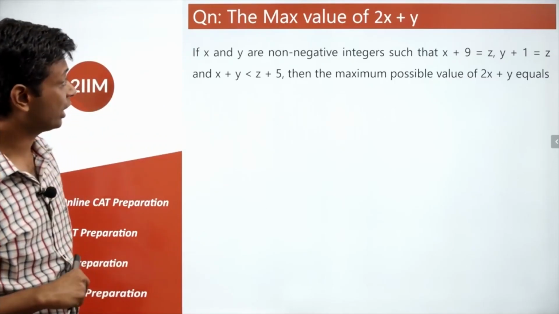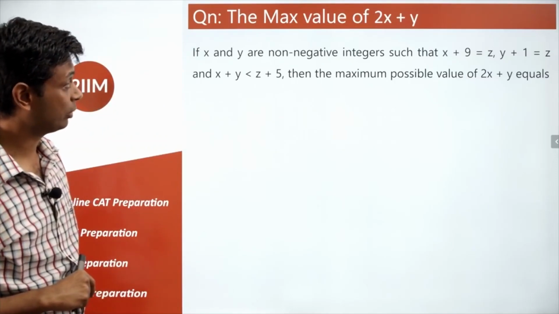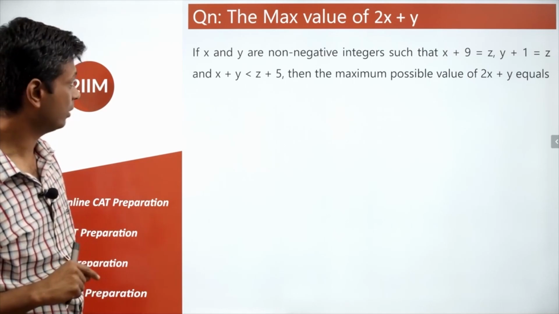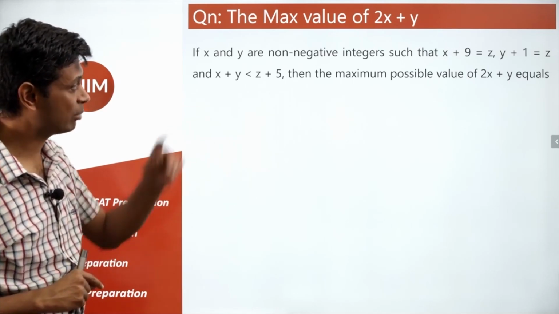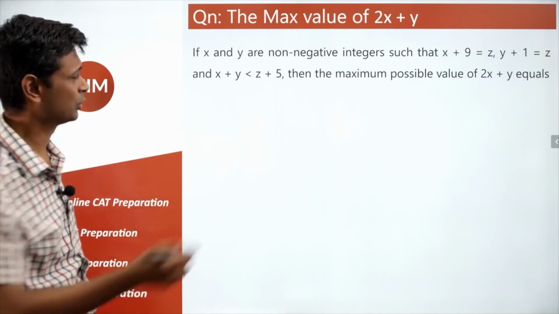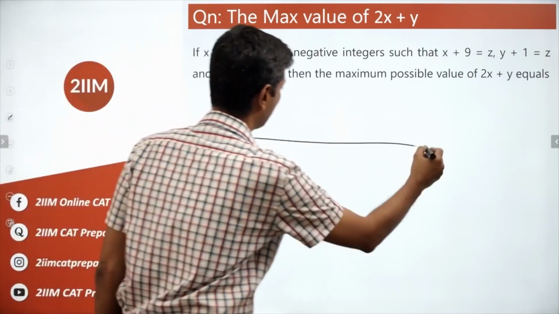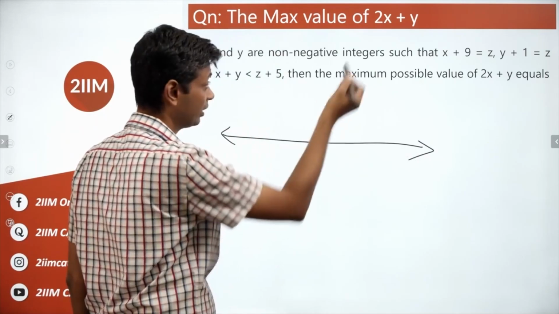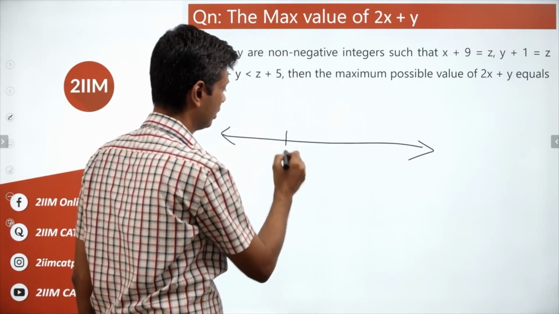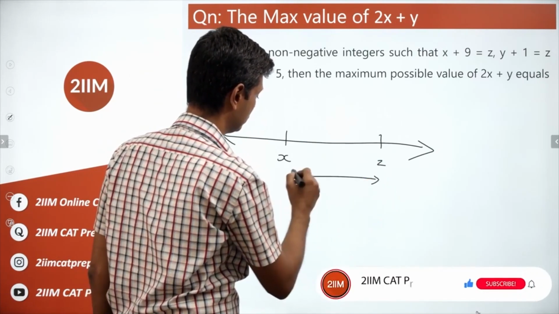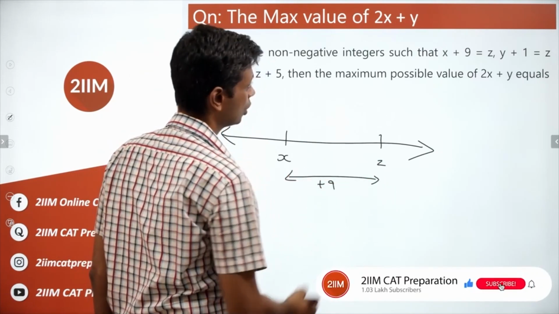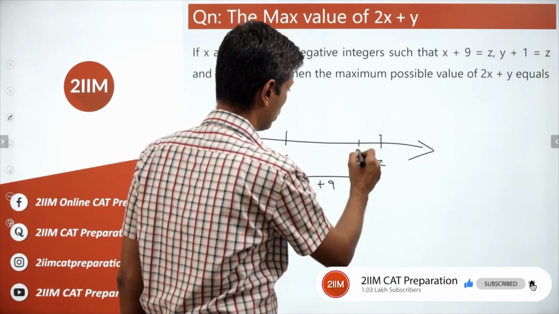If x and y are non-negative integers such that x plus 9 is equal to z, y plus 1 is equal to z, and x plus y is less than z plus 5, then the maximum possible value of 2x plus y equals. So to start with, I like the idea of drawing a number line, which you can plot everything there. There is x, plus 9 is z, y plus 1 is z, so y is here.